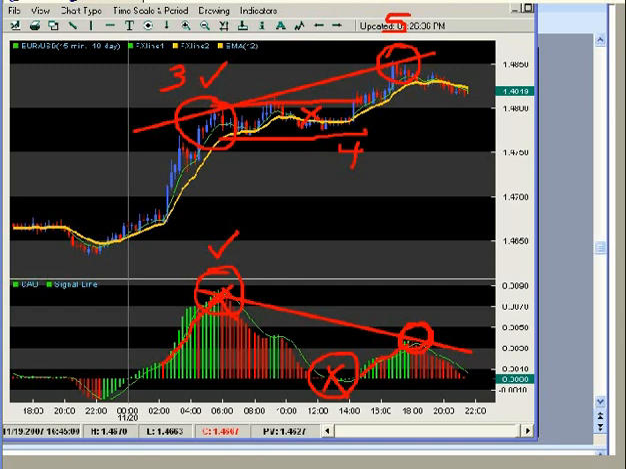So, just to review, 4 uses for the awesome oscillator. 1, the awesome oscillator identifies the top or bottom of wave 3.